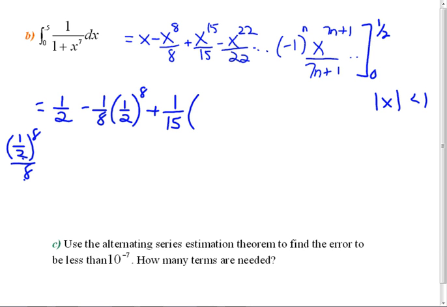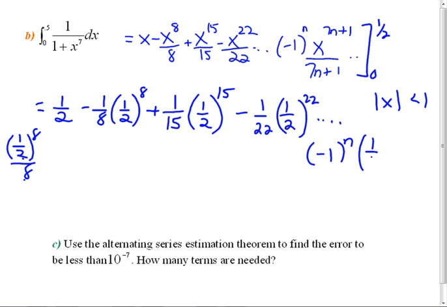We're going to need a calculator in a second. 1/2 to the what? 15. Sometimes they give you this, you say, oh, it's just a geometric series, I can find this out. But this is not a geometric series up here anymore, is it? And it's minus 1 over 22, 1/2 to the 22, etc. Oh, I suppose I can put it in this form: negative 1 to the n, 1/2 to the 7n plus 1 over 7n plus 1.